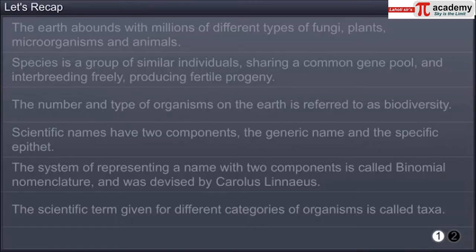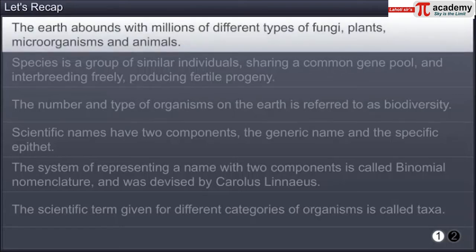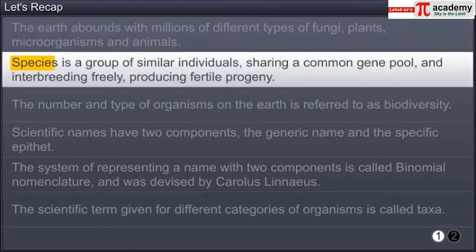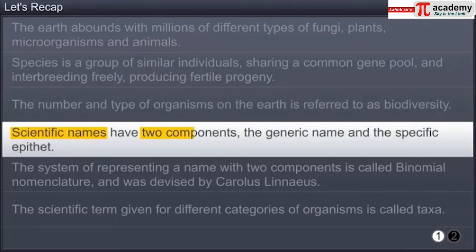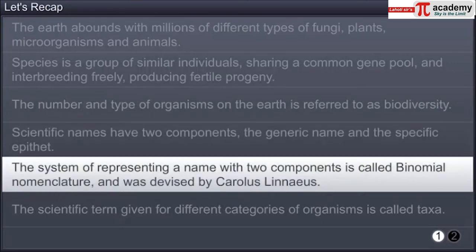In this module, you learnt that the earth abounds with millions of different types of fungi, plants, microorganisms, and animals. Species is a group of similar individuals sharing a common gene pool and interbreeding freely, producing fertile progeny. The number and type of organisms on the earth is referred to as biodiversity. Scientific names have two components: the generic name and the specific epithet. The system of representing a name with two components is called binomial nomenclature and was devised by Carolus Linnaeus.